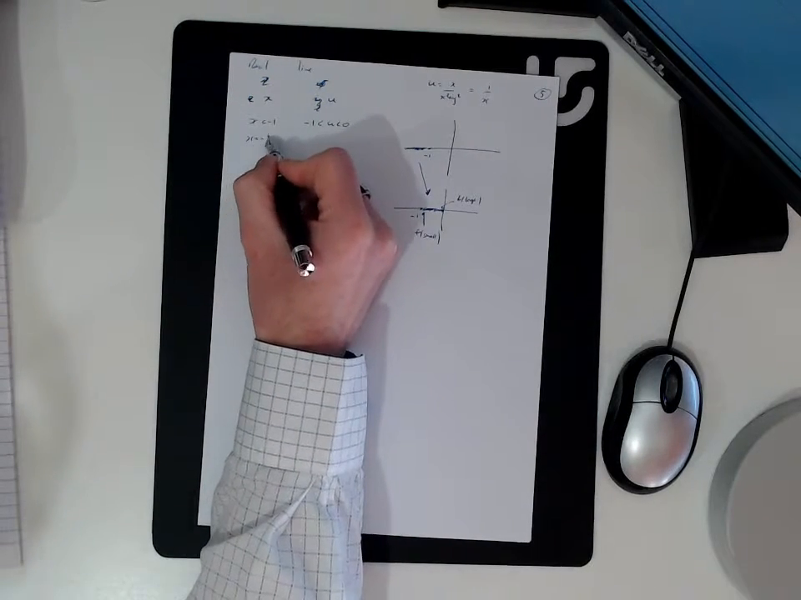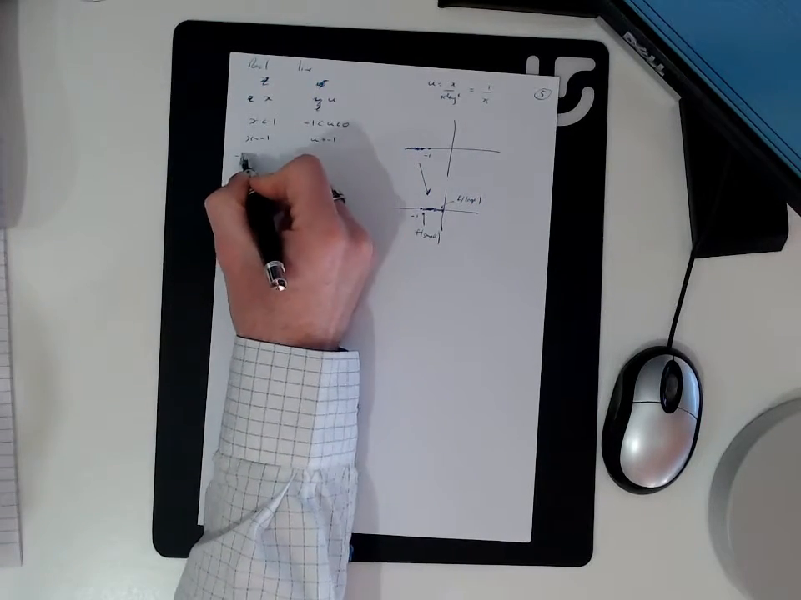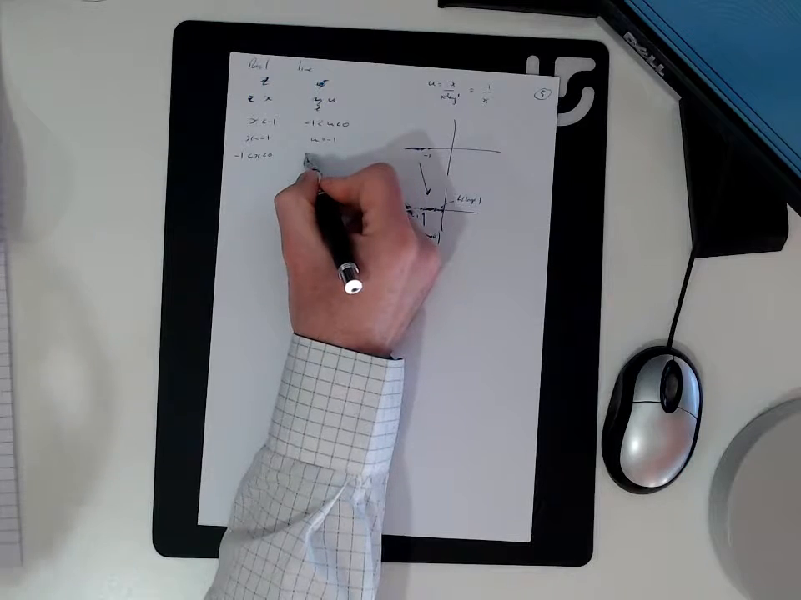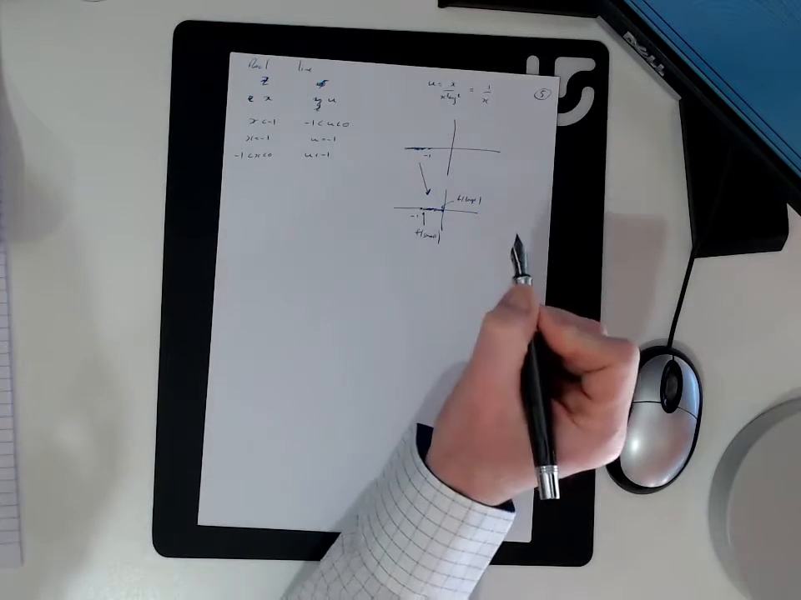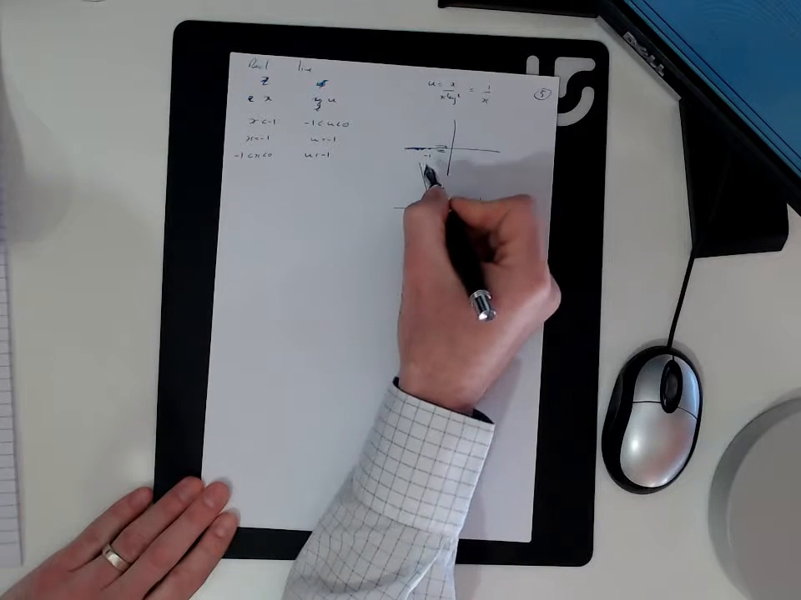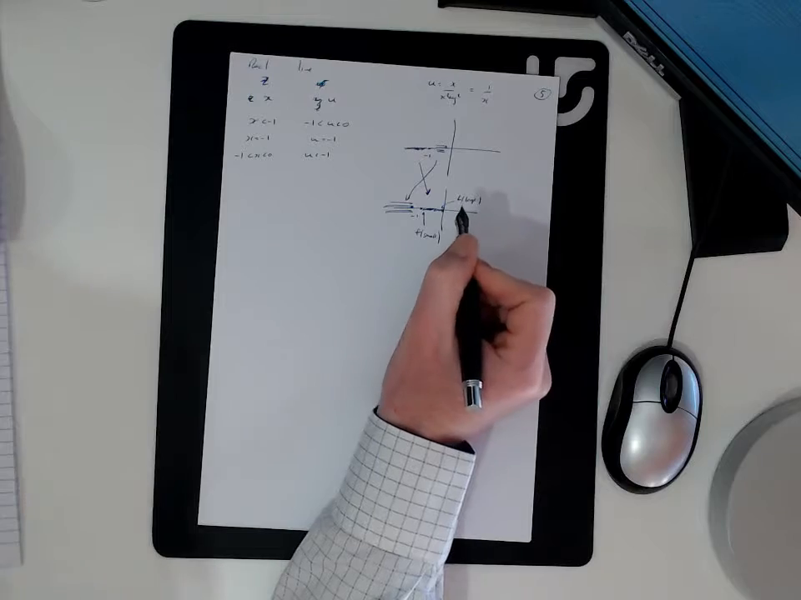So we know that minus 1 is a fixed point, so that's that. And this is fairly easy to see as well. So that means that this bit here gets mapped into this bit over here, just the same way as before.